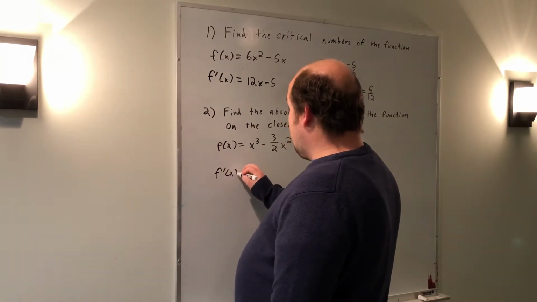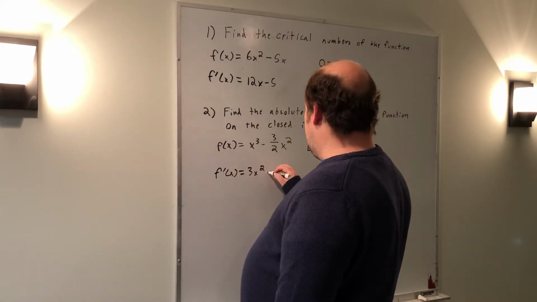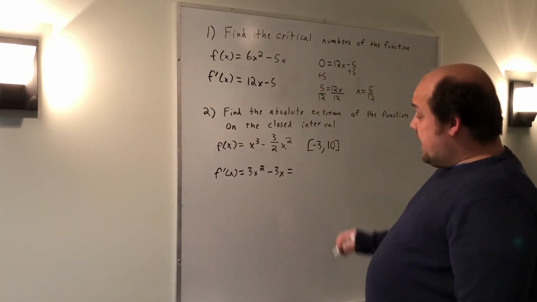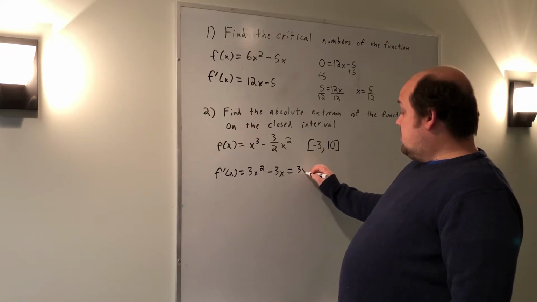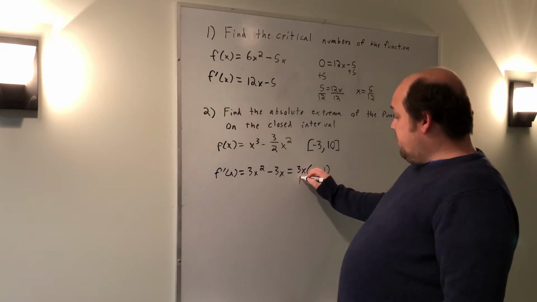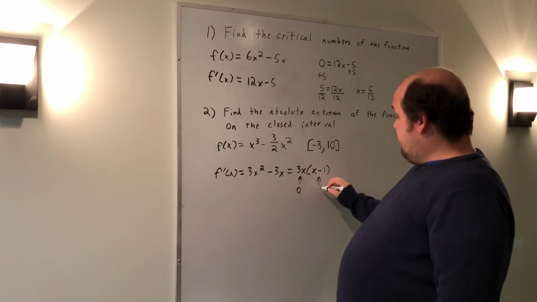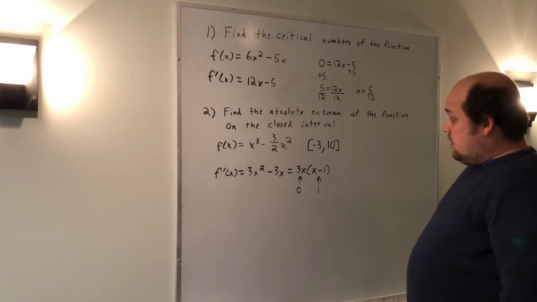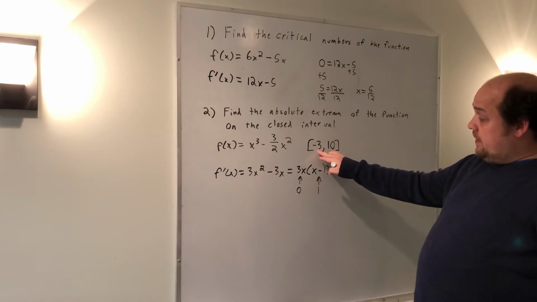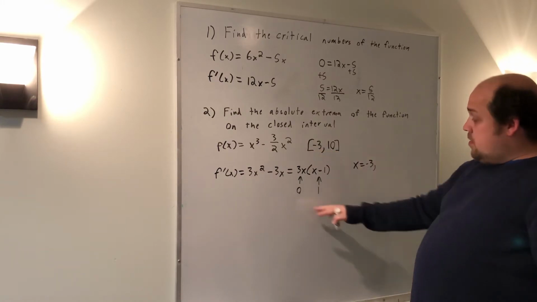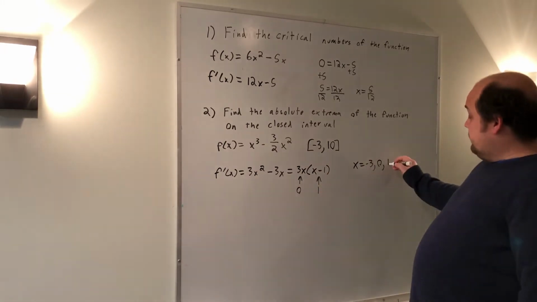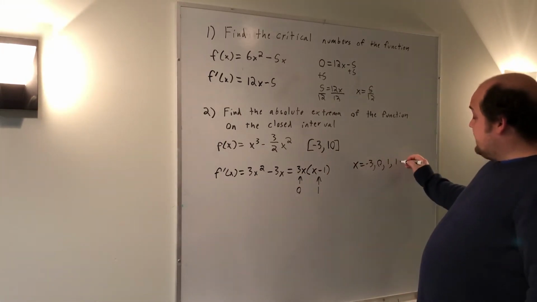F prime of x here equals 3x squared minus 3x. I can take a 3x out of both terms. That makes it 3x times x minus 1. What makes this 0 is 0. What makes this 0 is 1. So we now have 4 numbers that we have to test. We have to test the left endpoint, -3. We have to test 0. We have to test 1. And we have to test 10.